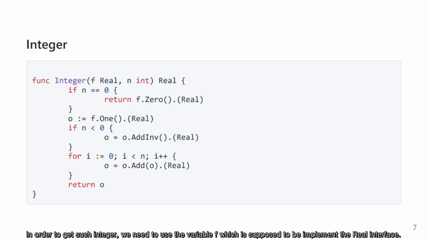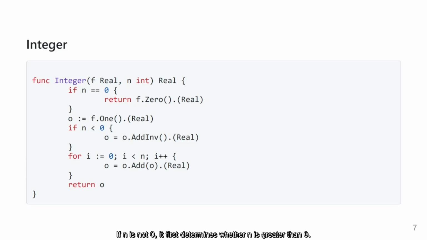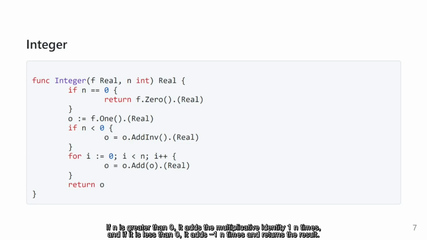In order to get such an integer, we need to use the variable f, which is supposed to implement the real interface. If n is 0, this naturally means that it is the additive identity, that is 0, so it returns the result of the 0 method as it is. If n is not 0, it first determines whether n is greater than 0 or not. If n is greater than 0, it adds the multiplicative identity 1 n times, and if it is less than 0, it adds minus 1 n times and returns the result.